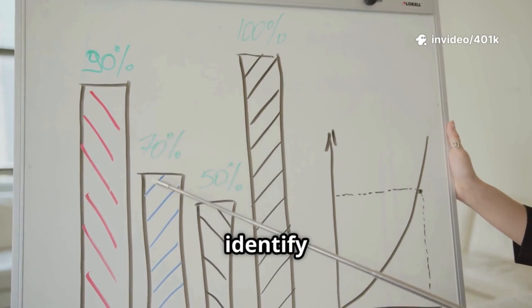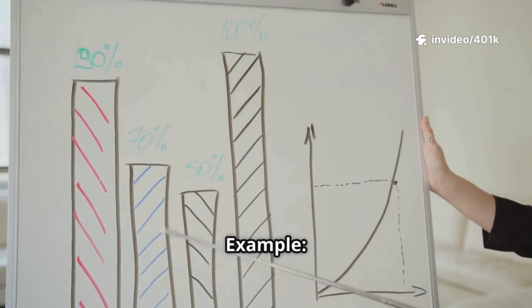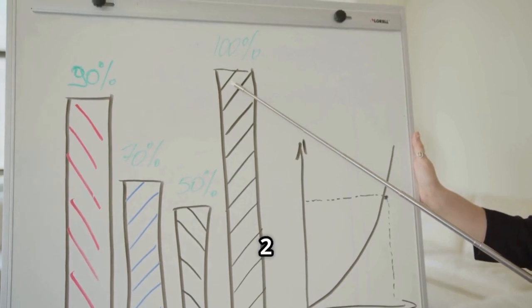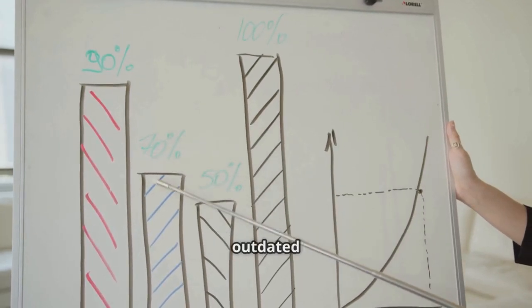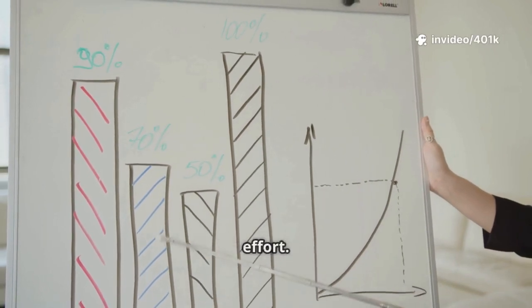4. Pareto chart, the 80/20 rule in action. This chart helps you identify which issues are the biggest contributors to errors or delays. Example, you may find that 80% of rollover delays are caused by just two main reasons: missing signatures and outdated institution info. Fixing those gives you maximum impact with minimal effort.